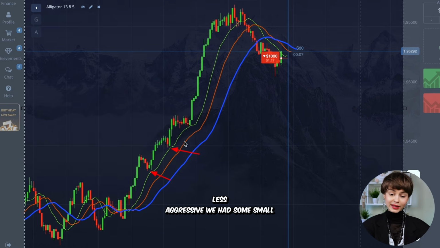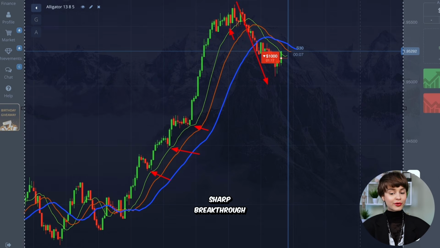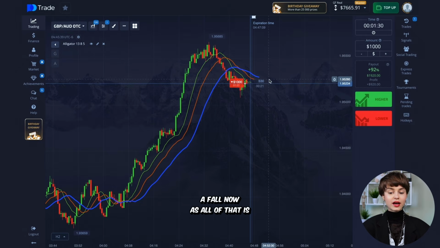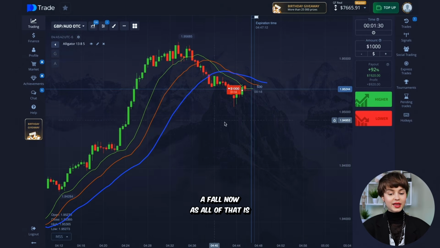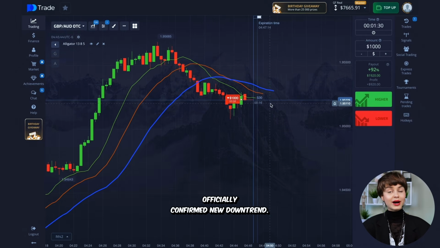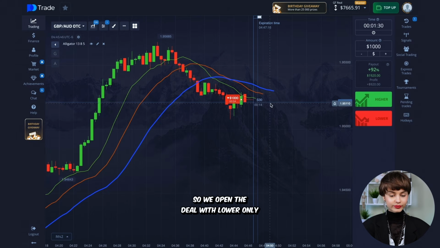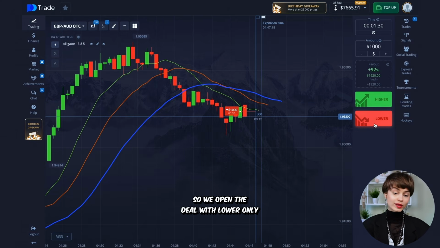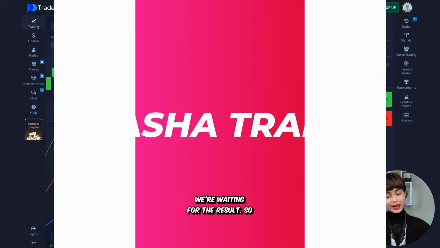We had some small touches of the green line here. In general, we could be catching this signal, but as there was a sharp breakthrough and I'm expecting a fall now, as all of that is officially confirmed new downtrend. So we opened the deal with lower only. We're waiting for the result.